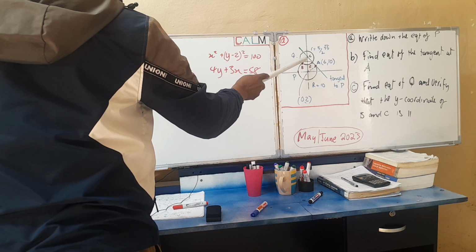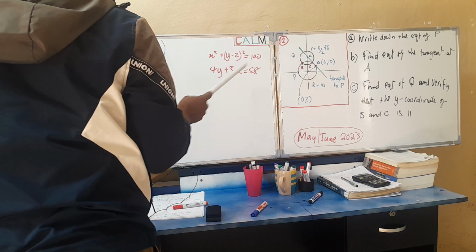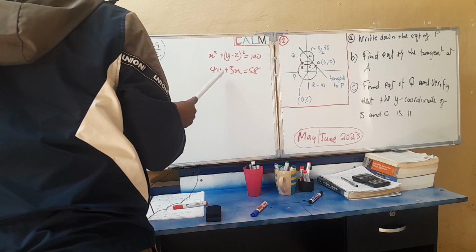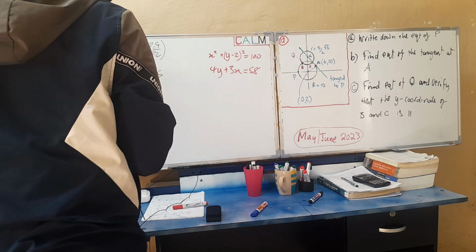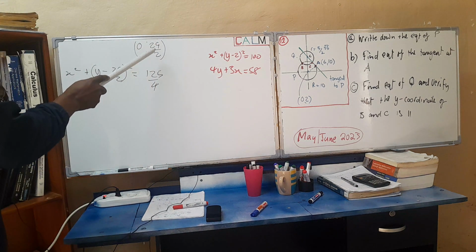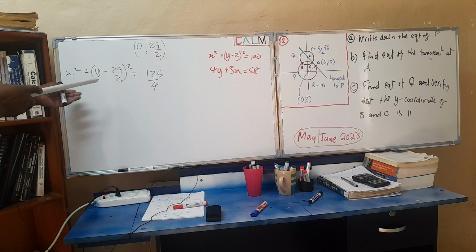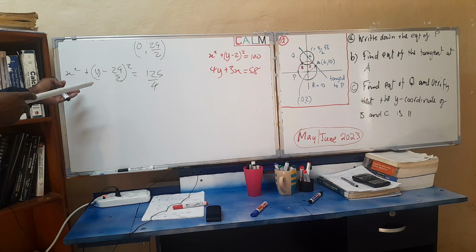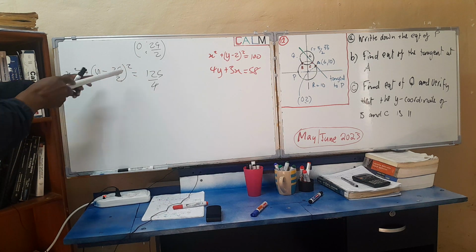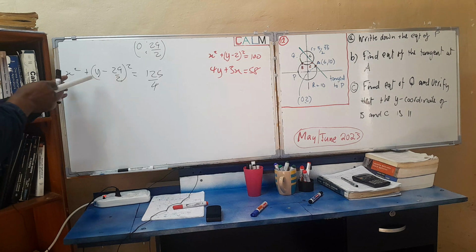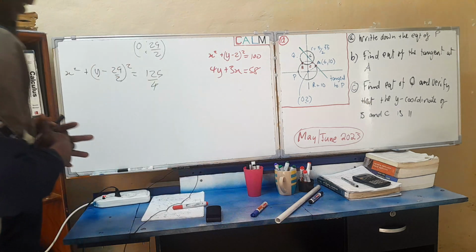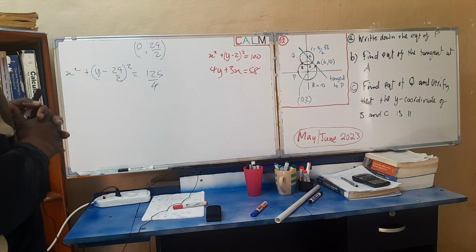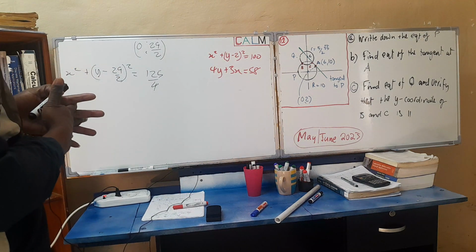So when it crosses the y-axis, our x is equal to 0. We put x is equal to 0 here, and we get 4y is equal to 58, y is equal to 29 over 2. So the center is (0, 29/2). We feed it into the standard equation of a circle. Our x1 is 0, our y1 is 29 over 2. There it is.